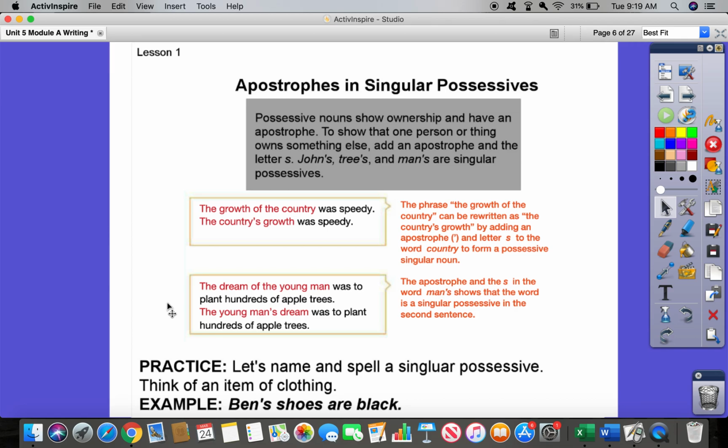So to practice, let's name and spell a singular possessive. If you think of an item of clothing, for example, shoes, and if our character's name is Ben, Ben's shoes are black. The shoes belong to who? To Ben. And to show that ownership or possession, we put an apostrophe S.